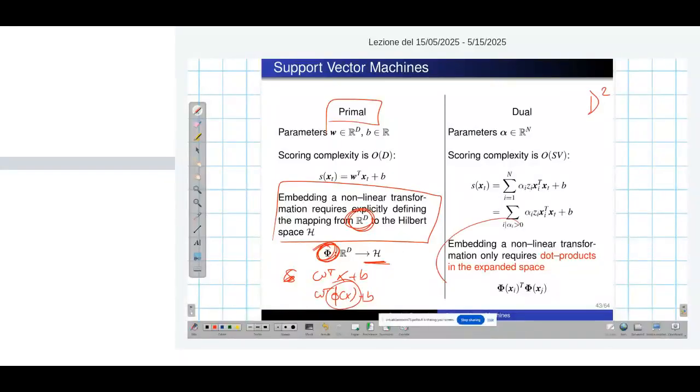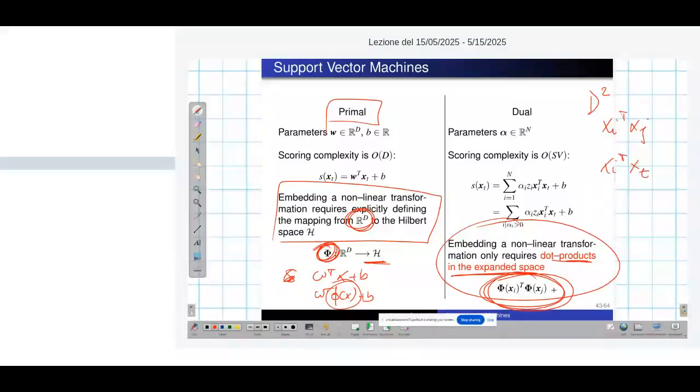Here, the dual model depends only on dot products in the expanded feature space. We've seen that for training, we need to compute this kind of product. For test, we need to compute this kind of product, which means that if we introduce a nonlinear expansion, the things that we need are the products between the expanded training set features, and the products between expanded support vectors and expanded test vectors. That's all we need to represent the model.